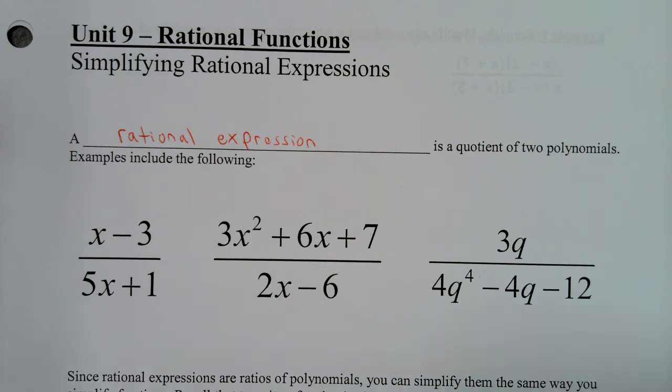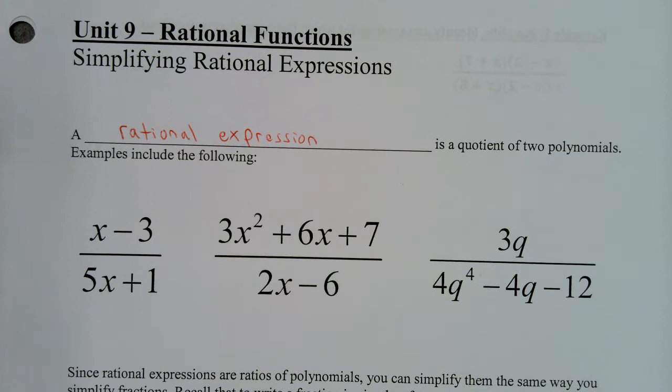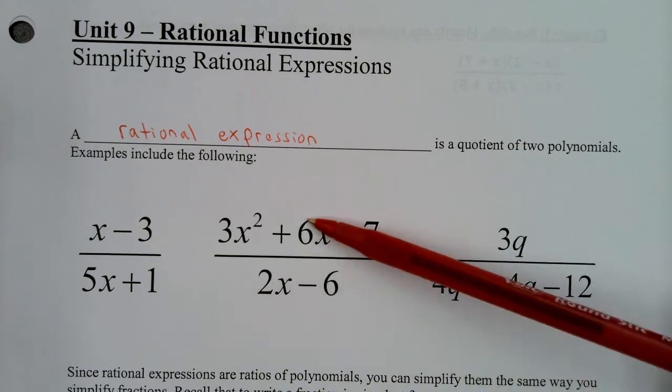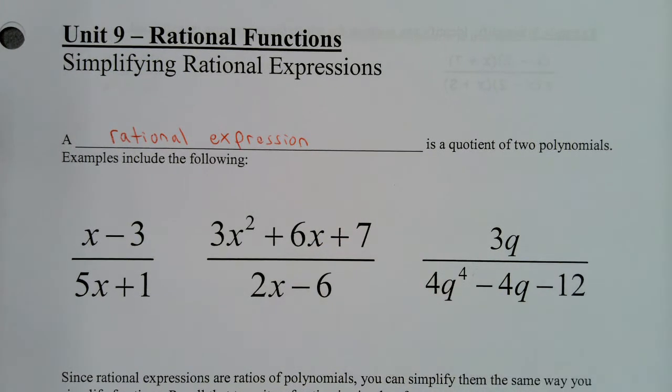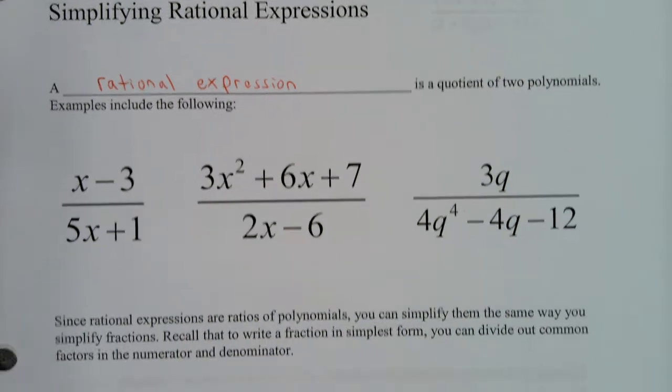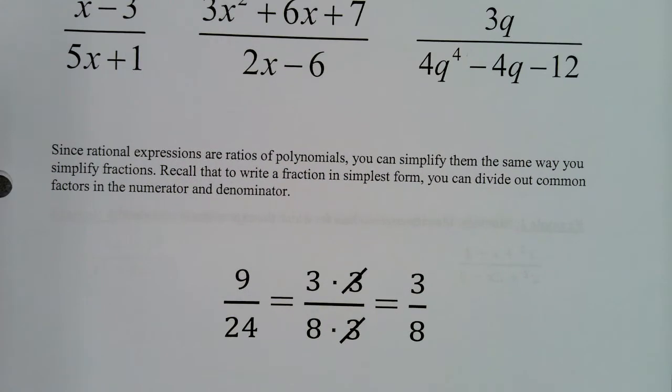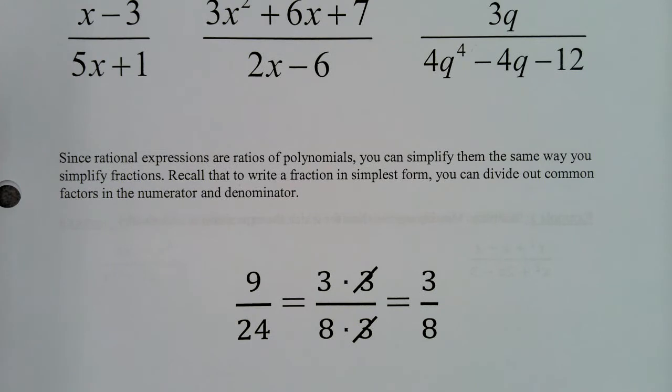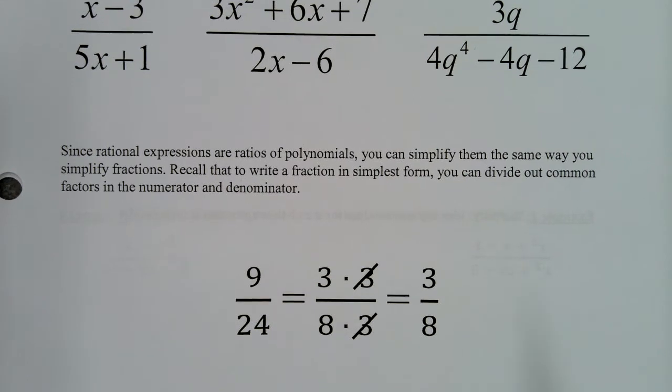Examples include the following: x minus 3 over 5x plus 1, that's a rational expression. This is also a rational expression, and this is also a rational expression, okay? So today we're going to be doing simplifying rational expressions. Since rational expressions are ratios of polynomials, you can simplify them the same way you simplify fractions.